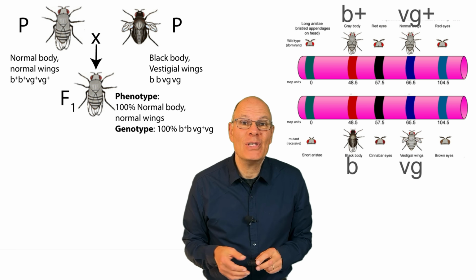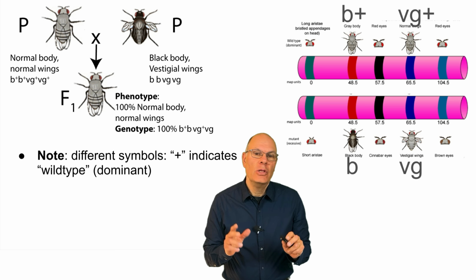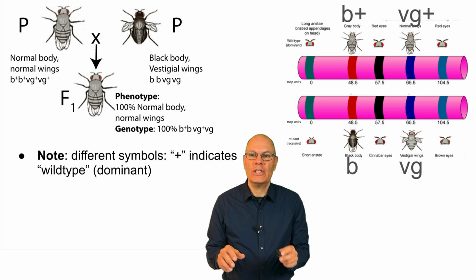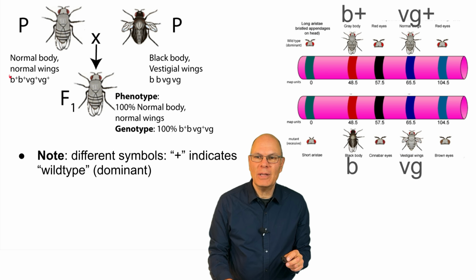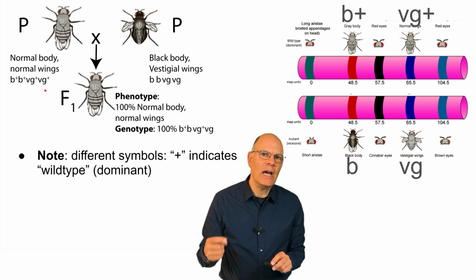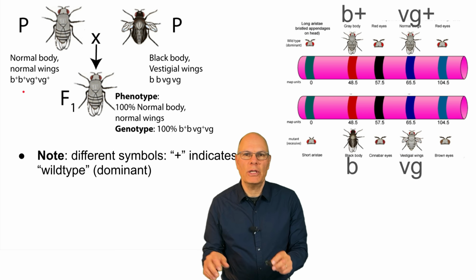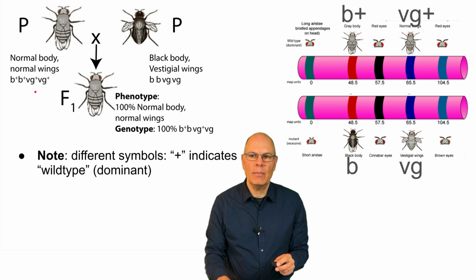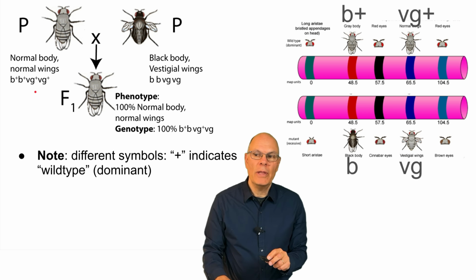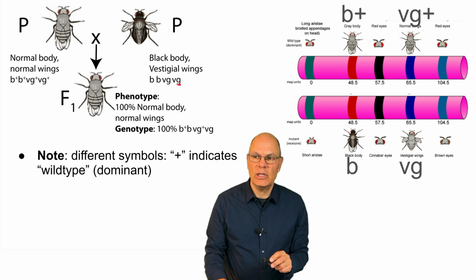So what happens in crosses involving linked genes? Note, first of all, that we have a different symbol system. We have B plus, VG plus, VG plus. In this system, in non-Mendelian genetics, a plus sign indicates the wild type or the dominant allele. If you have a symbol that can be more than one letter without a plus sign, that indicates the recessive.